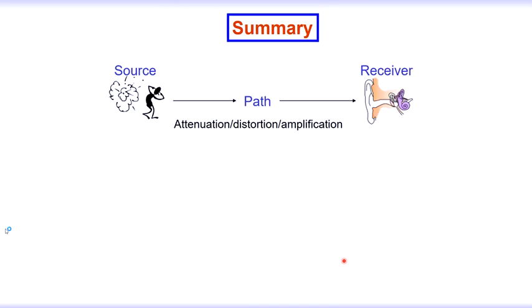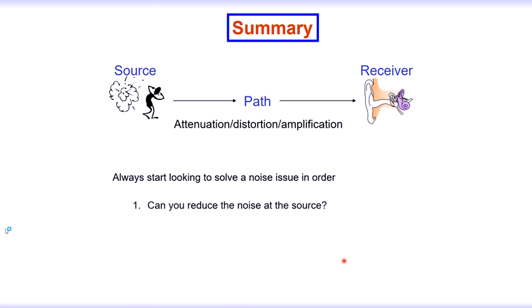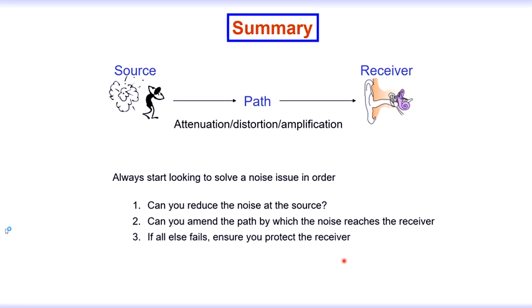So in summary, a noise problem can be thought of as a source, a path, and a receiver. And along that path there's that attenuation, distortion, and amplification. We always start looking to solve a noise problem in this order. We start at the noise source. Can we reduce the noise being generated at the source? Then we move on to the path. Can we amend the path such that the noise which reaches the receiver is reduced? And then, if all else fails, we ensure that we protect the receiver, potentially with hearing protection.